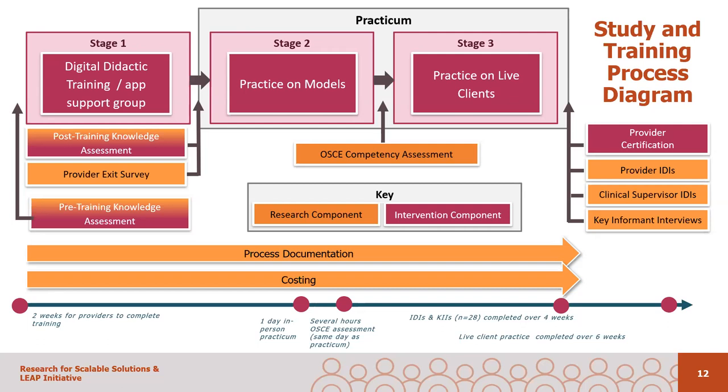Now, the components you see in orange are study components. They're not part of the full training. Then the components in pink are the training components, which we hope can potentially be scaled up. The study components in stage one are the pre and post-training evaluation, as well as an exit survey to gauge the user experience. The study component in stage two is the trainee evaluation done by master trainers to assess their competency in counseling, insertion, and removal skills using the OSCE checklist. At the end of stage three of the training, both the providers and the supervisors were interviewed to gauge their overall experience of the process. At every stage, costing and process data were collected for analysis.